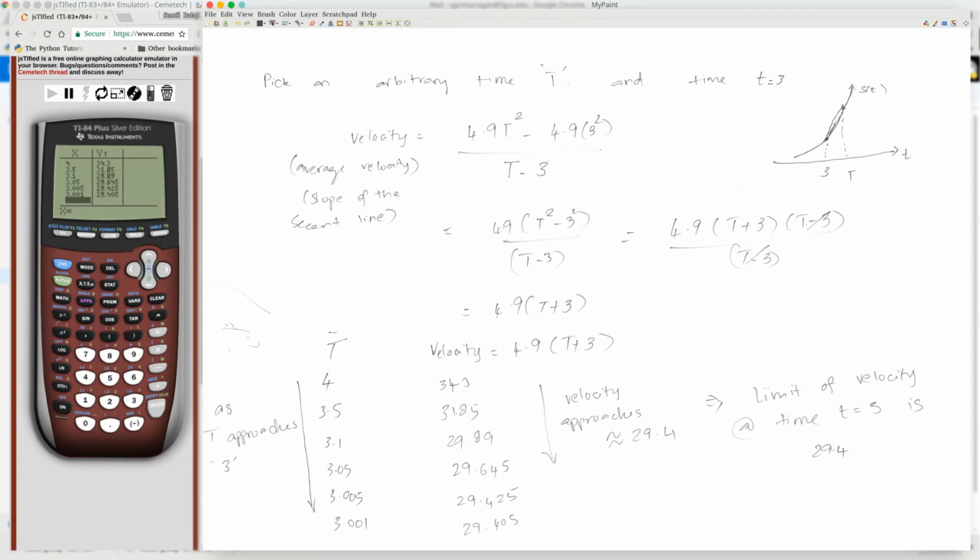So limit of a particular function, such as the velocity problem here or the tangent line problem, the limit of a function at a given value is nothing but the value the function would have as you change or bring the value of x closer and closer to the point that you're looking for.